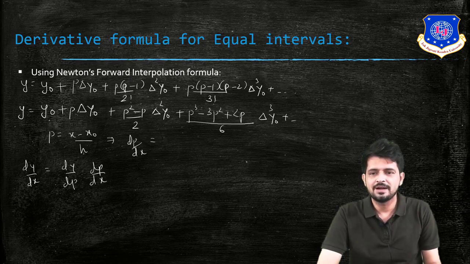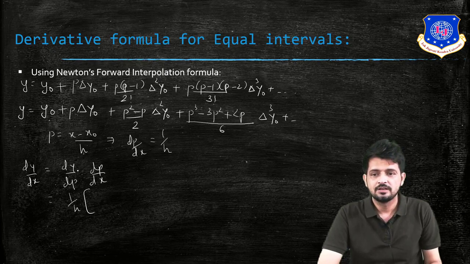See, dp by dx, here x0 is any value, so the derivative of the constant will be 0, the derivative of x will be 1, so dp by dx will be 1 upon h. So I can write here 1 upon h into the derivative of y with respect to p. So if I find dy by dp, what will be the dy by dp?